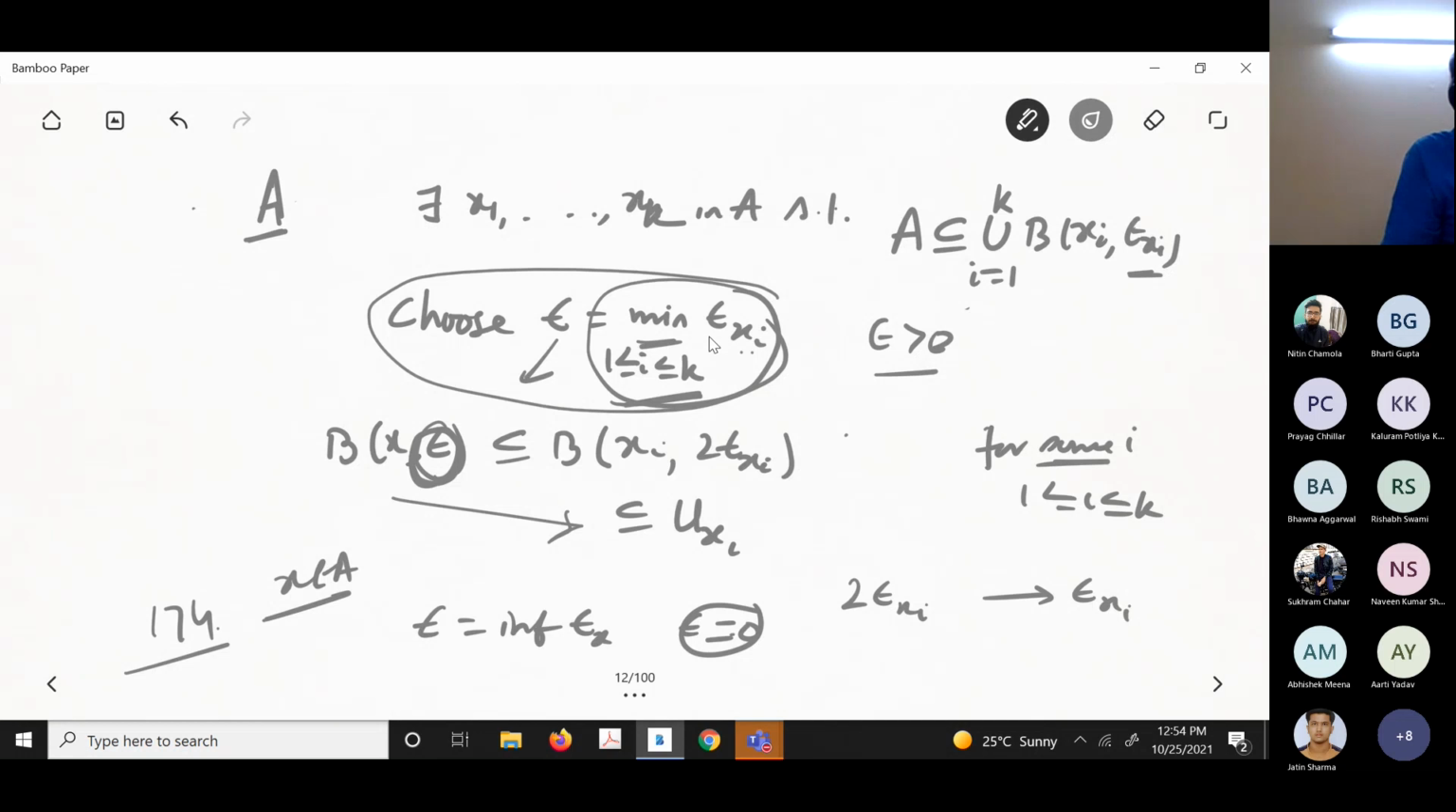And I previously commented that compactness is a generalization of finiteness. This is one justification here. Because of compactness, I have reduced to a finite thing. So it's a generalization.